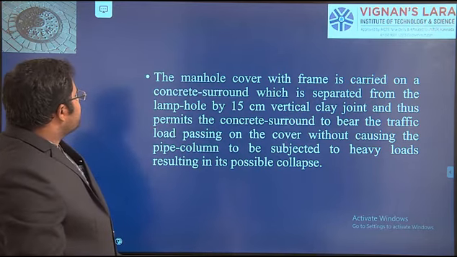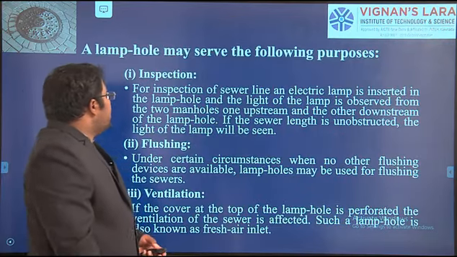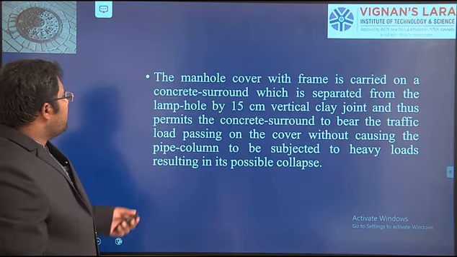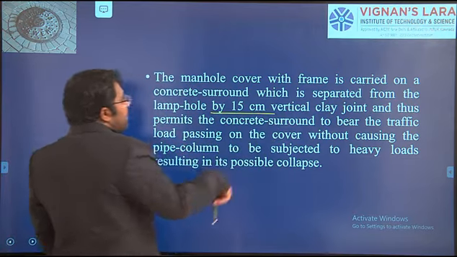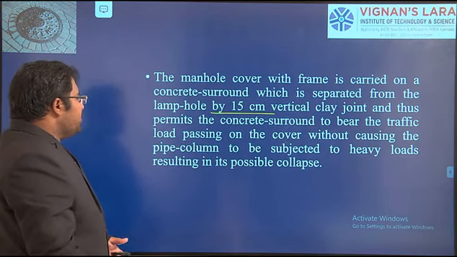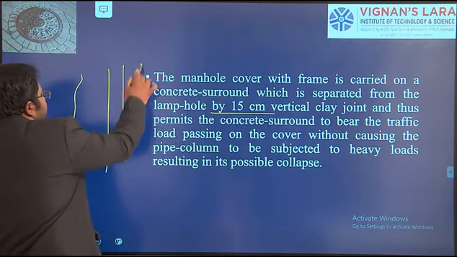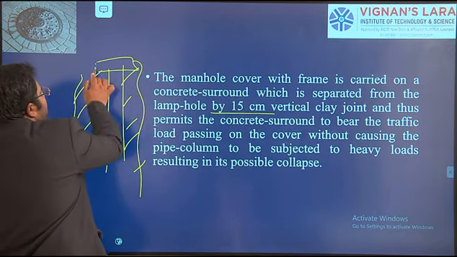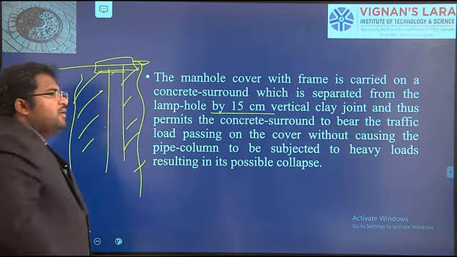The manhole cover with frame is carried on a concrete surrounding. It is separated from the lamp hole by a 15 cm vertical clay joint, which permits the concrete surrounding to bear the traffic load without causing pipe collapse. Whenever we are providing the lamp hole like this, we have to fill the concrete surrounding, and at the top we provide a cover so that no traffic load will damage this.